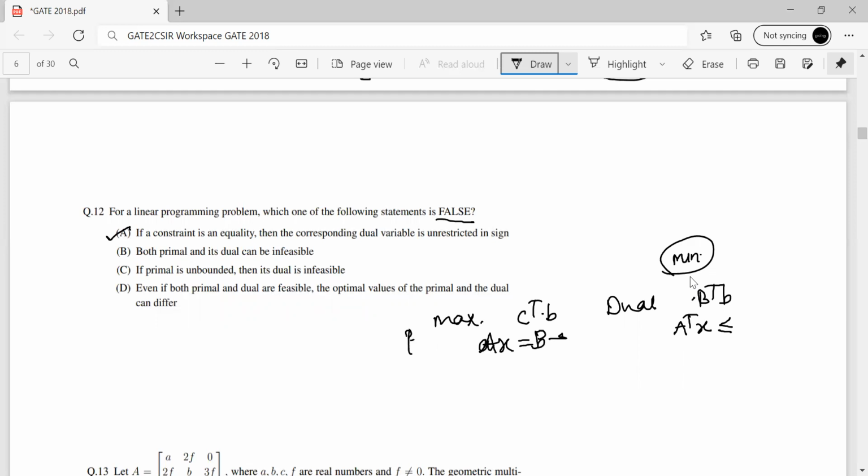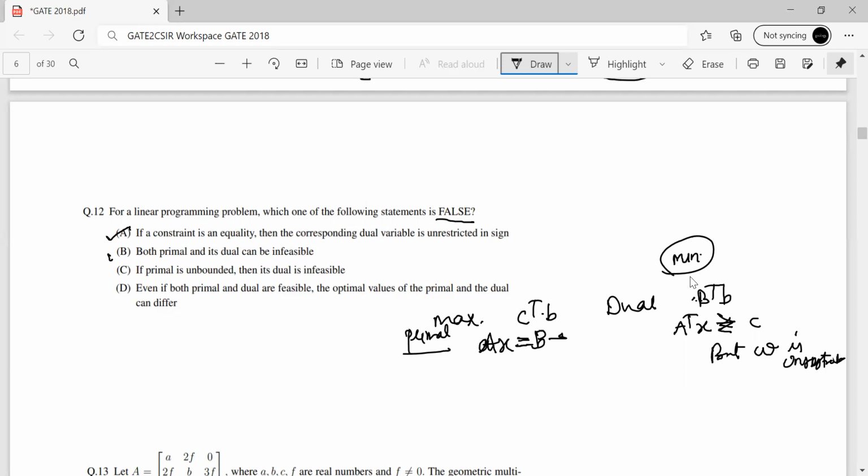Okay, this is the primal problem. If the primal problem is to maximize, then the dual will be minimized. And if it is given an equality, then in the dual we have to minimize this problem. But since this was the equality constraint, I'll have here the equality constraint. Once again, minimize. So it will be greater than or equal to c, but the variable w in the dual will be unrestricted. So this statement is true, and it is saying both primal and dual can be infeasible.